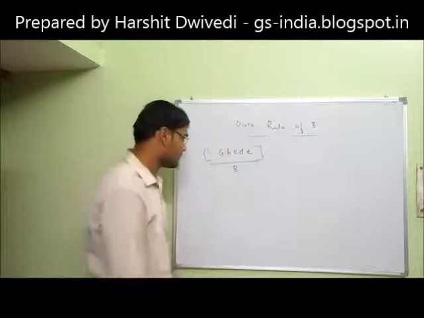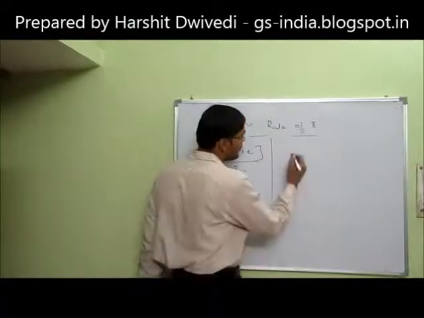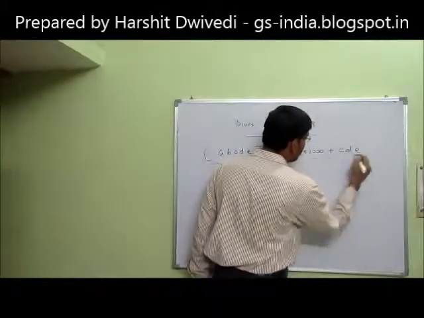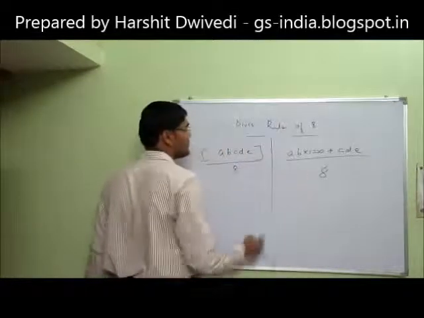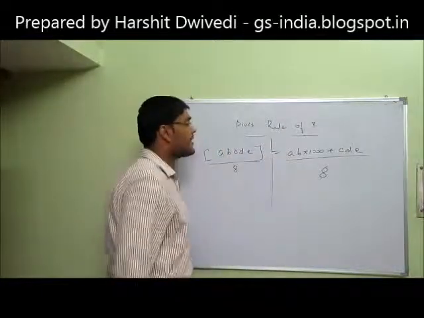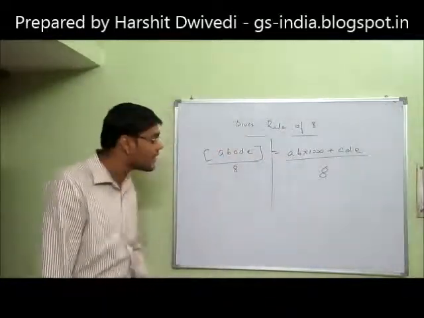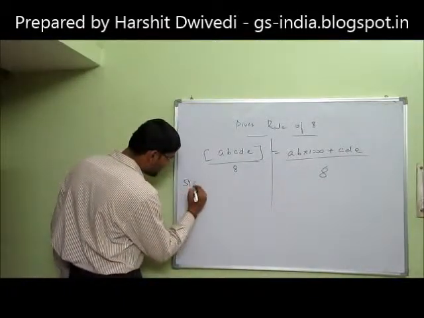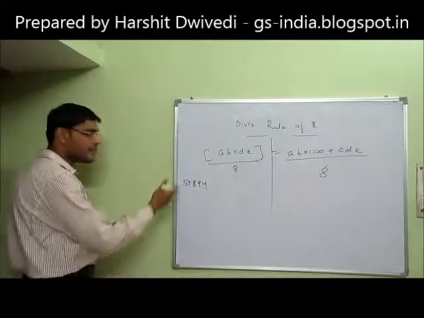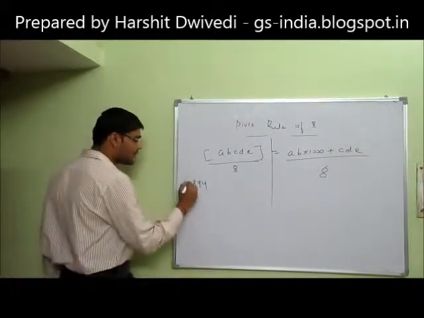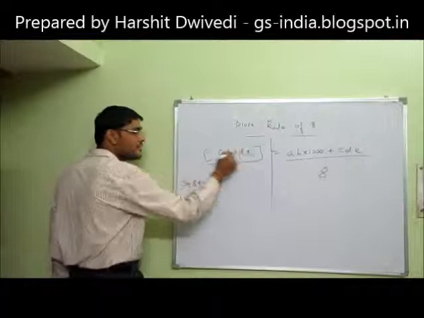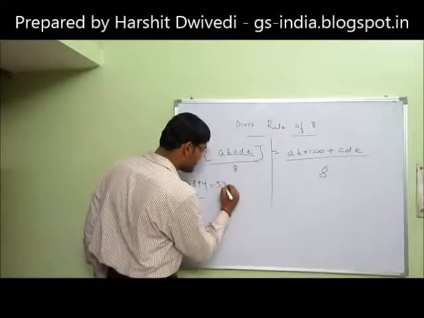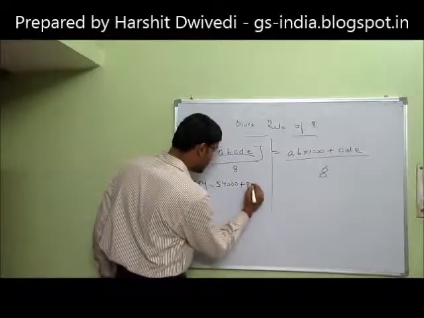Factorizing this 5-digit number, I will write AB into 1000 plus CDE. I can write ABCDE as AB into 1000 plus CDE. How can I write this? Have a look. Take a number like 54,894. This is also a 5-digit number like ABCDE. I can write this 5-digit number as 54,000 plus 894.